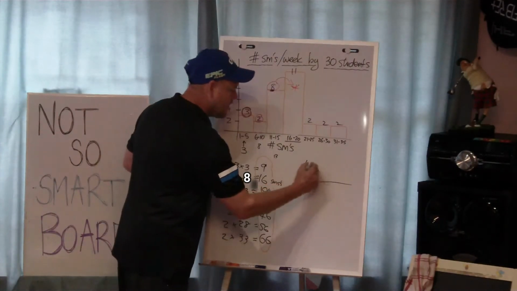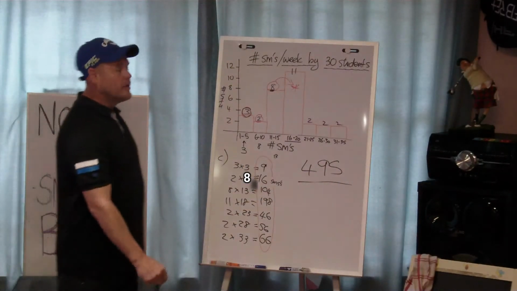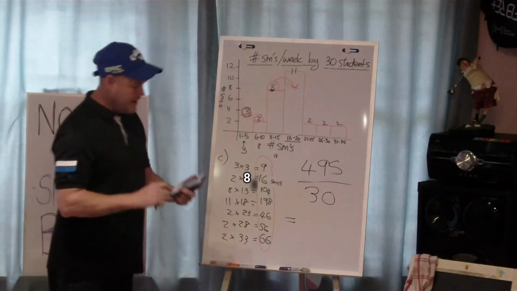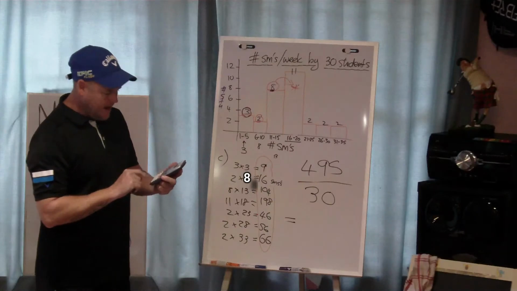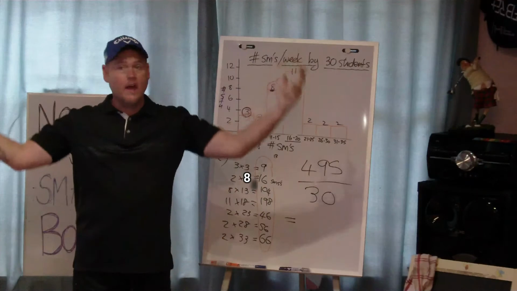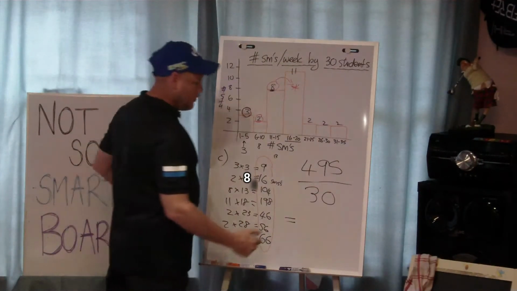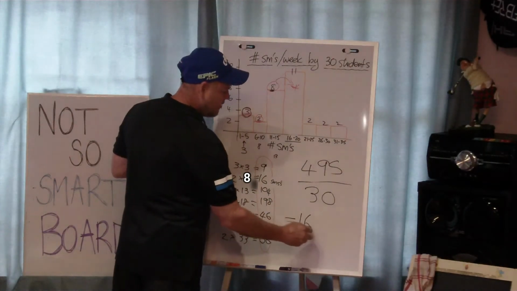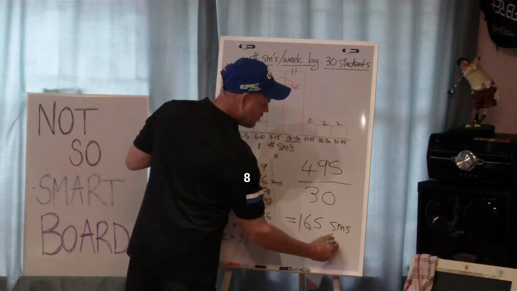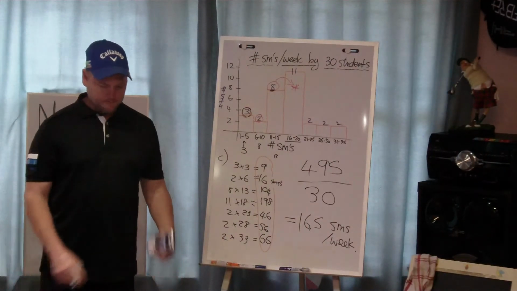Alright, I get 495. 495 SMSs sent by them all, divided by the number of students, which is 30, and you end up with an average, a mean, sorry, because remember, mean, median, and mode are all averages. They're all different kinds of averages. But your mean would be 16,5 SMSs per week. Okay.